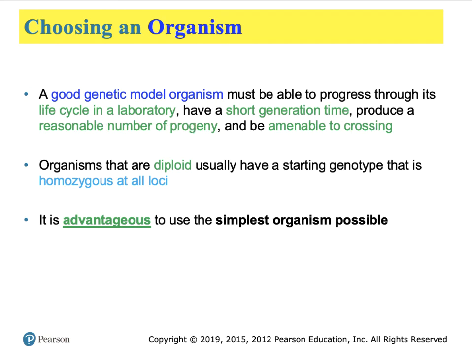There are a number of other criteria, but these are the main ones. If the organism chosen is diploid, then one has to rear this organism to a point that it is homozygous at all loci, i.e. pure breeding, before conducting the experiments. And of course, it's always advantageous to use the simplest organism possible if one has a list to choose from.